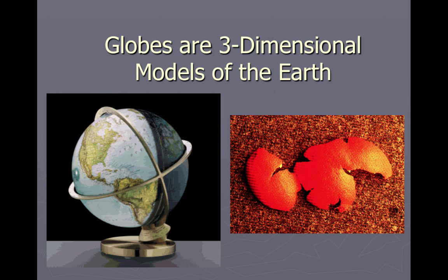As you know, globes are three-dimensional models of the Earth. But imagine trying to take an orange, peel it off, and spread it flat on the table in front of you. It's going to be distorted looking.